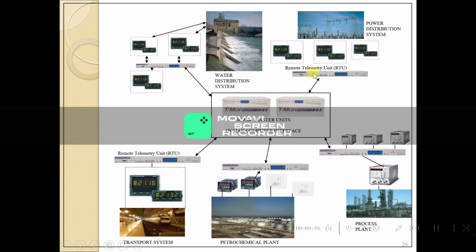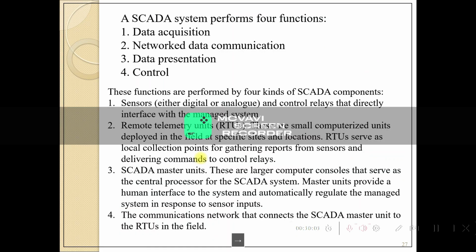So these are all the different places where we use SCADA systems, and it makes monitoring easy through the master unit and the human computer interfaces, which get the data from various places. The SCADA system performs four functions: data acquisition, network data communication, data presentation, and control signals.